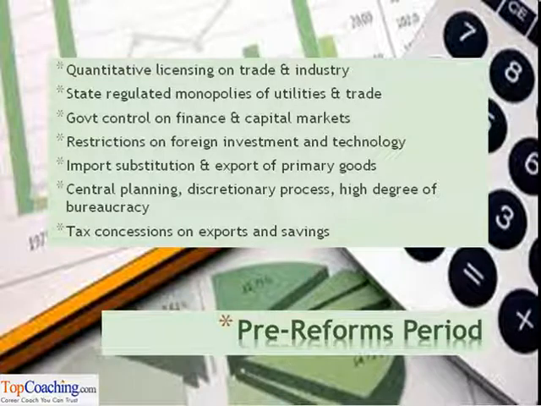So let us go through the characteristic features of the pre-reform period first. They are quantitative licensing on trade and industry, state-regulated monopolies of utilities and trade, government control on finance and capital markets, restrictions on foreign investment and technology, import substitution and export of primary goods, central planning, discretionary process, high degree of bureaucracy, and tax concessions on exports and savings.